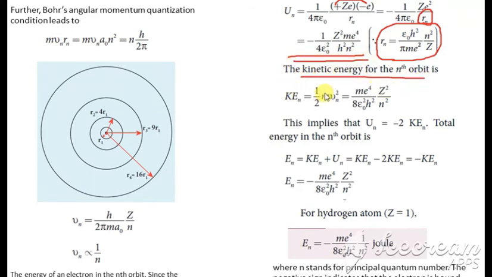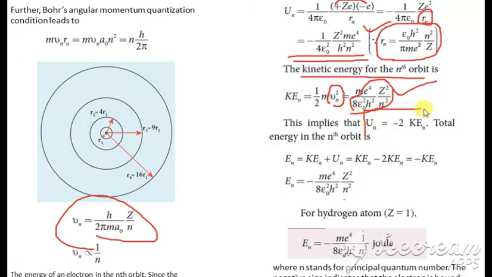Next is kinetic energy. The formula is half m v square, and we already know the value of Vn, which we just saw. So substituting this value here, and when you compare this and this, this is 1 by 4 epsilon naught square and this is 1 by 8 epsilon naught square. So we can write that potential energy is equal to minus 2 times kinetic energy.